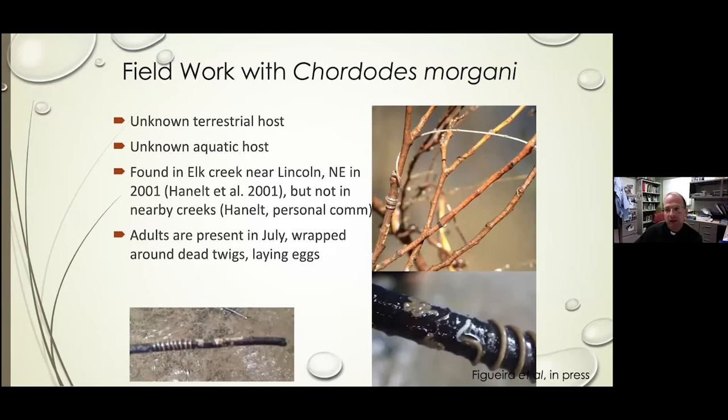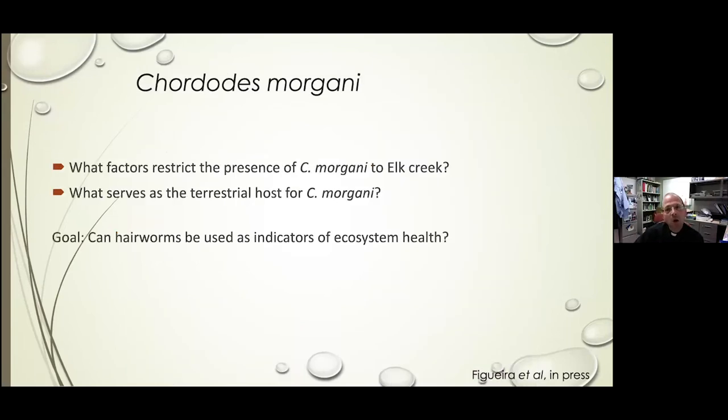And the adults, unlike Paragordius varius, which clump into these knots, will wrap themselves around branches and twigs, and they will lay their eggs. You can see this one laying eggs here. And the eggs have a very distinct pattern to them. But we only find them in that one particular creek. Why are they only in Elk Creek and not in neighboring creeks? And then what is the terrestrial host? So we wanted to ask that question.